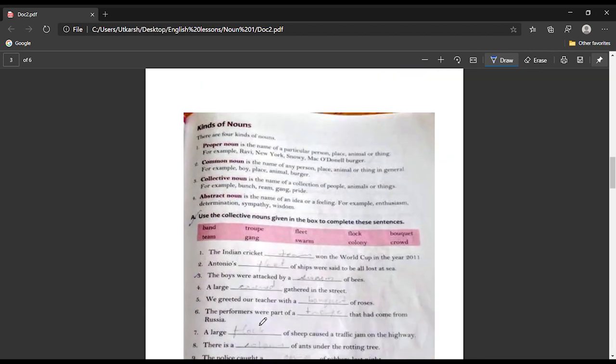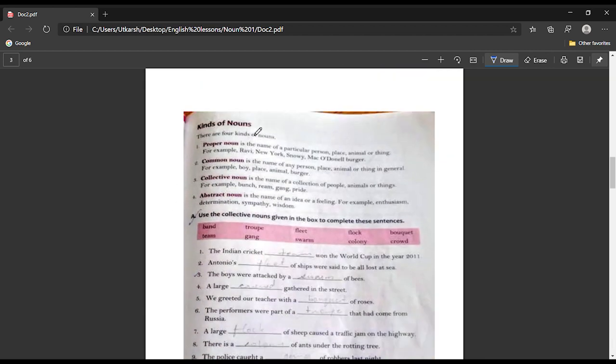Moving down to your next page, we are going to start with your kinds of nouns. Now, kinds of noun, like we have seen in the first page, there are very many types of nouns. Here is the proper noun, the name of a particular person, place, animal, or thing. This you have been learning since class 1, so it will be easier for you to understand. For example, Ravi, New York, Snowy, McDowell, Burger, etc.